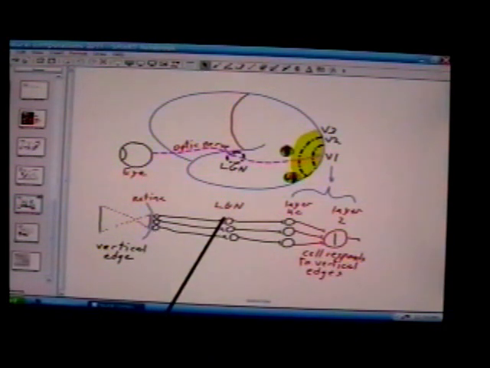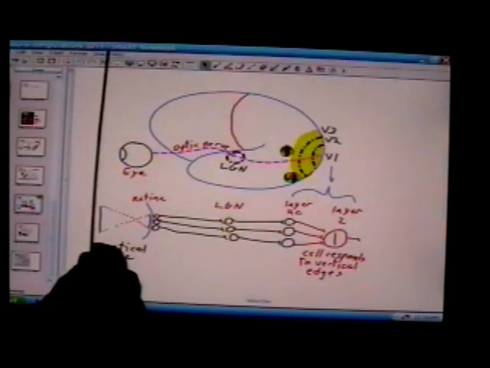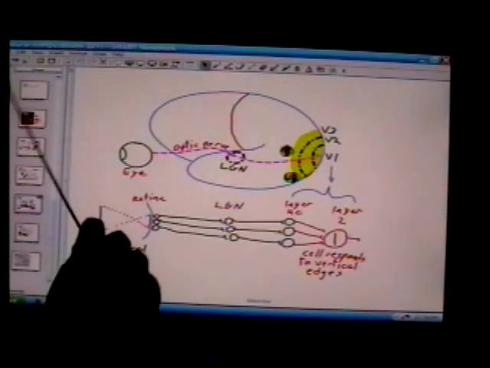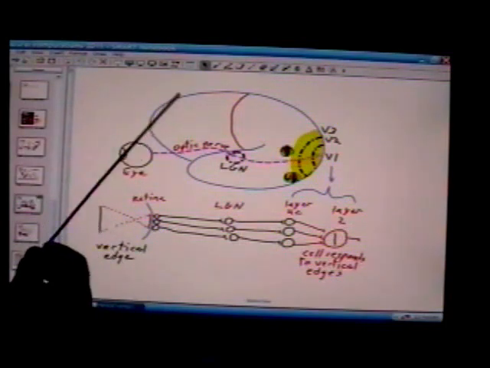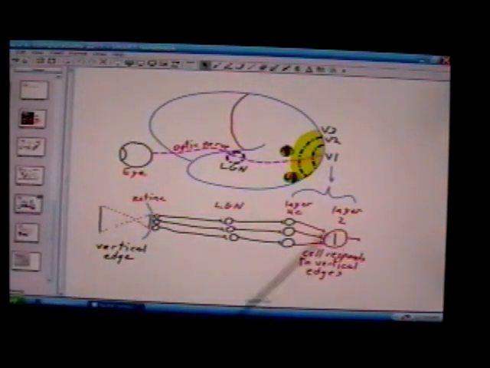LGN cells will be activated, lateral geniculate nucleus of the thalamus, and if they send their axons up to some cortical cells that then eventually converge on another cell, then this cell will respond to vertical edges. As soon as you start changing the orientation of the bar of light, the activity of that cell will drop off.